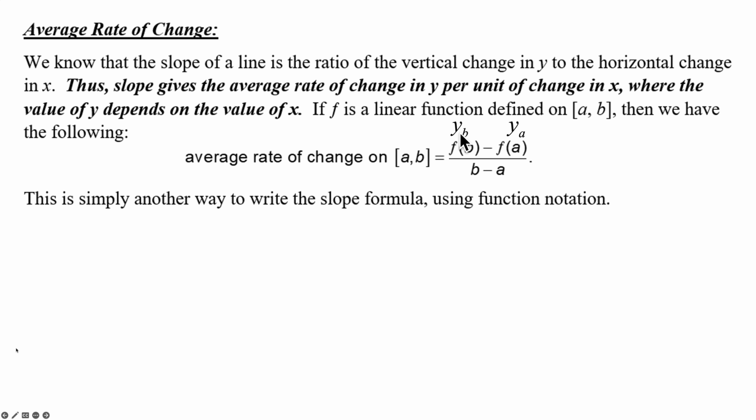Your f of b is going to be your y coordinate when the x coordinate is b, so that's technically your second y coordinate. And then f of a, this is when a is plugged into the equation to solve for the y coordinate. So they're going to give you the two x's, but not the two y's. We'll have to find them.